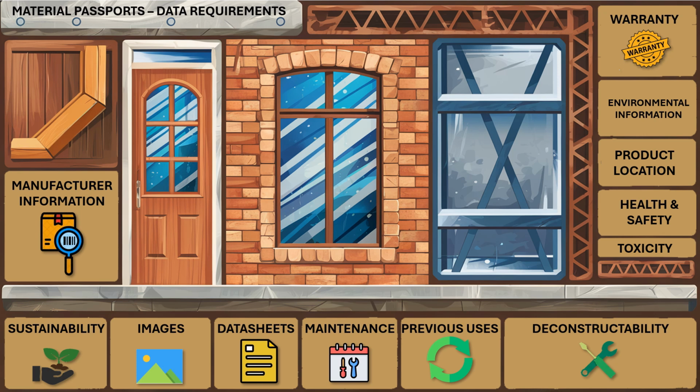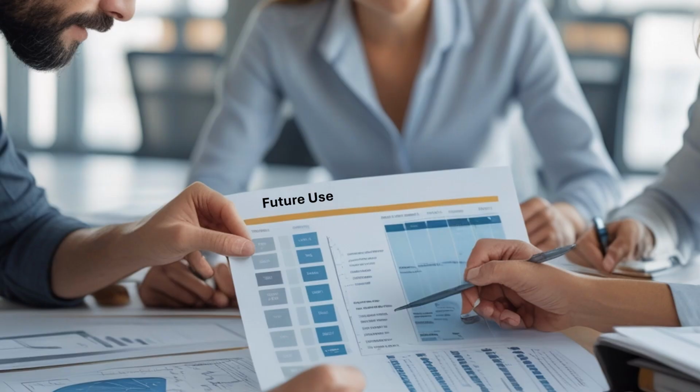Examples of data that could be collected include physical and technical information, manufacturer information, health and safety information, warranty information, data sheets, product location, images, material composition, deconstructability, information on previous uses, expected lifespan, end-of-life scenario, current condition, environmental information, toxicity, sustainability certifications, testing information, maintenance instructions, maintenance log, cleaning instructions.